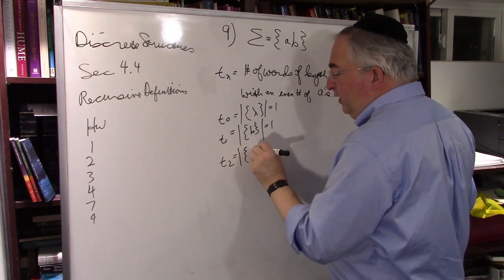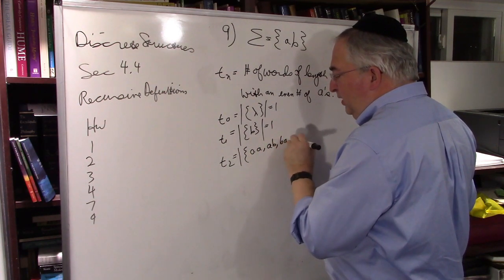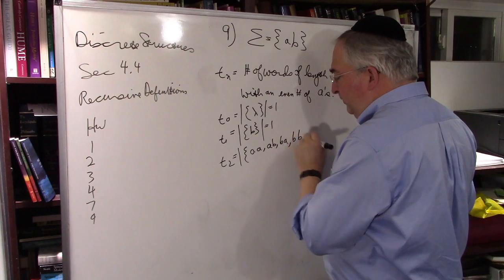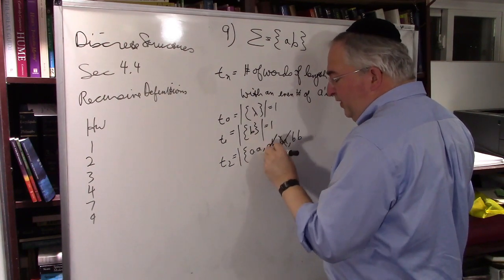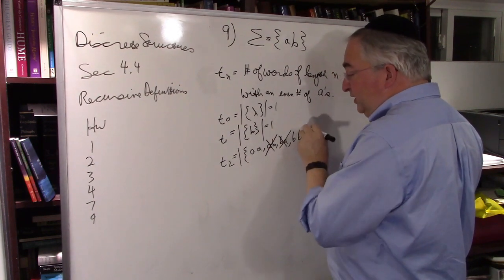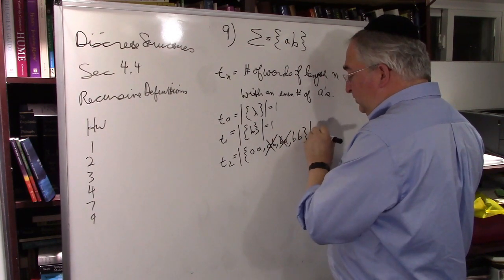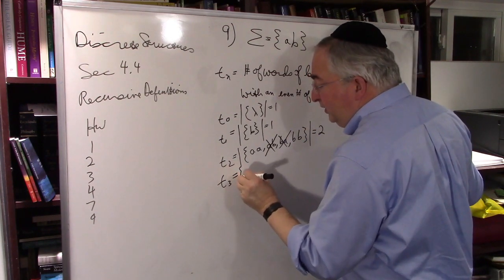T2. Let's look at words of length 2. Let's write them all out: AA, AB, BA, BB. AA has an even number of A's. AB has an odd number of A's. BA has an odd number of A's. BB has an even number of A's. So that's equal to 2. Let's do T3.